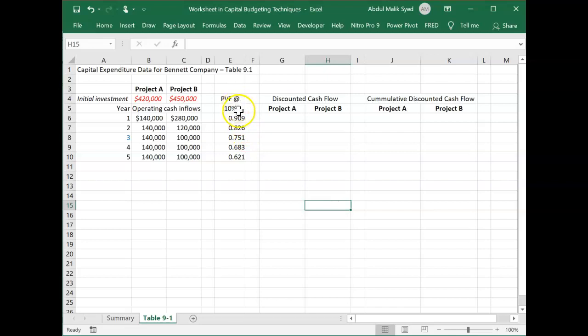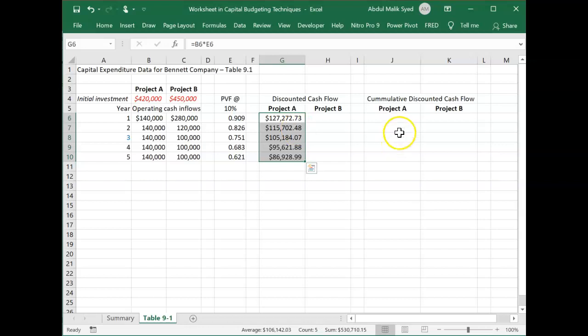So you have the present value factor table, right? The value of $1 in year 0 is 1, and in the first year the value becomes 0.909. The farther it is in the future, the lesser the value. Okay, that's what we have seen. So now calculating the discounted cash flow is simply the operating cash flow for project A times the present value factor. So you get the project A cash flows, right?